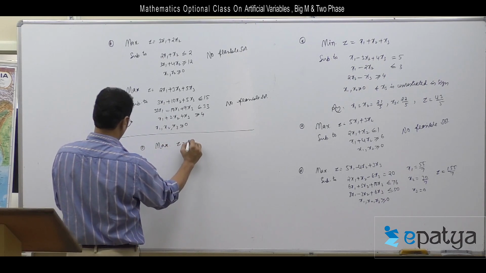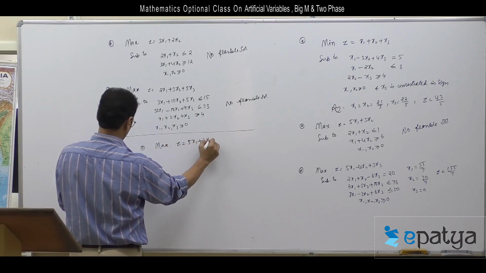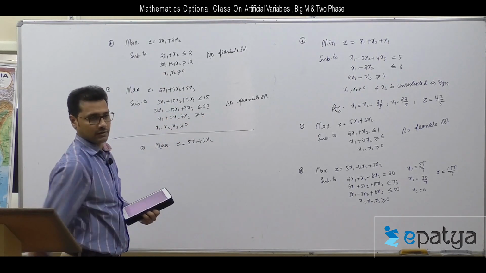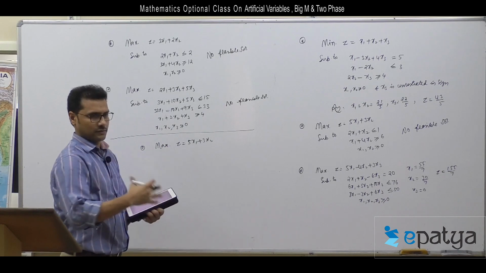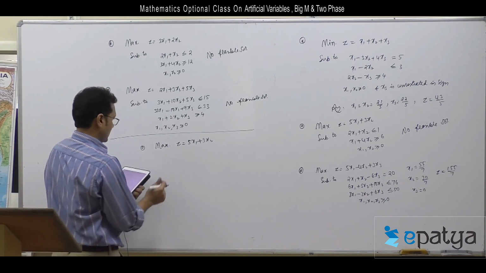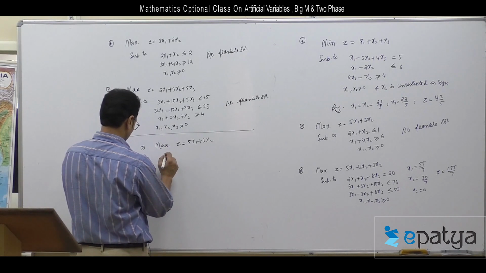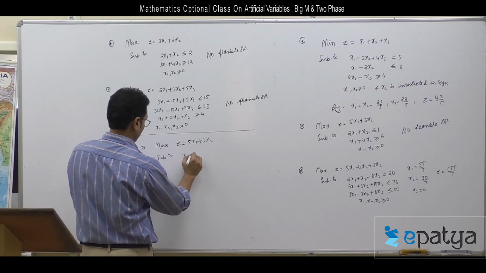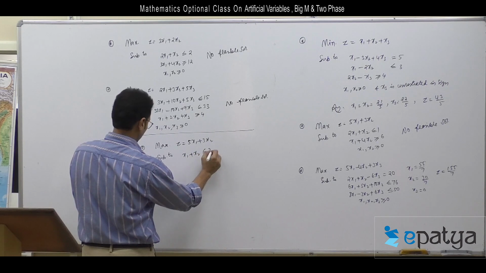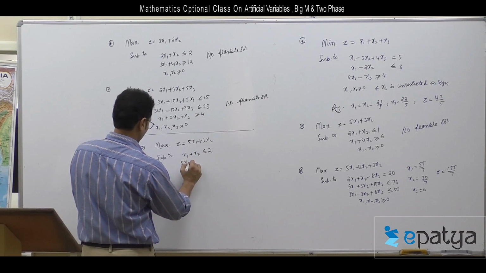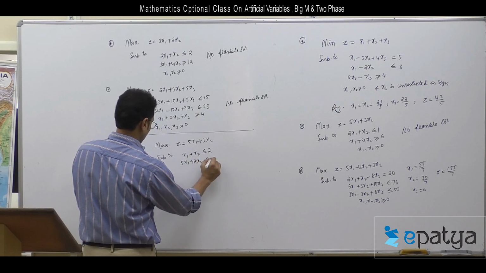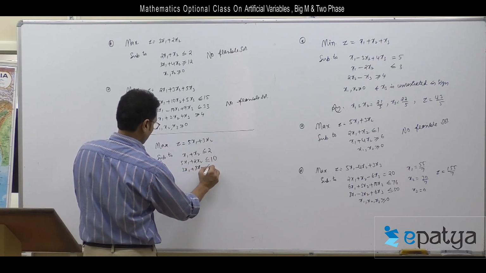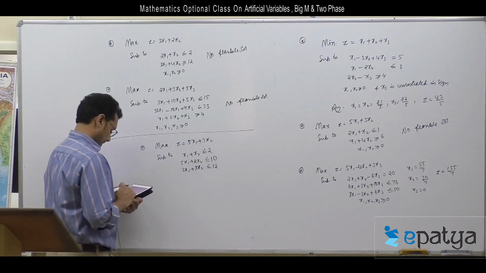Maximize z equal to 5x1 plus 3x2. See, this is done with this two phase also. I am giving some more questions which I have seen. So it's just a small collection, very small collection. Subjected to conditions x1 plus x2 less than or equal to 2, 5x1 plus 2x2 less than or equal to 10, 3x1 plus 8x2 less than or equal to 12.